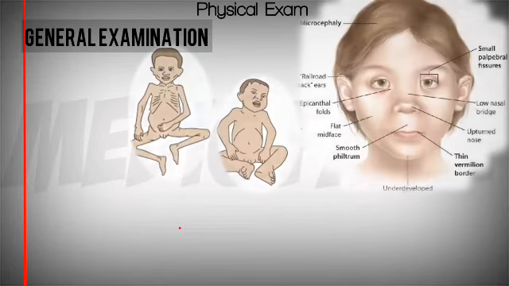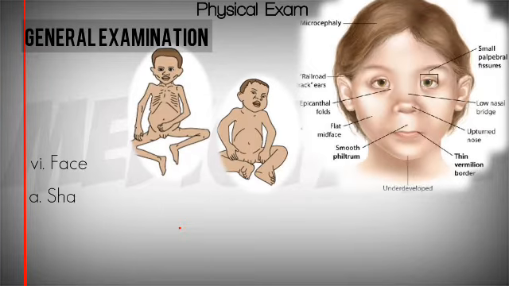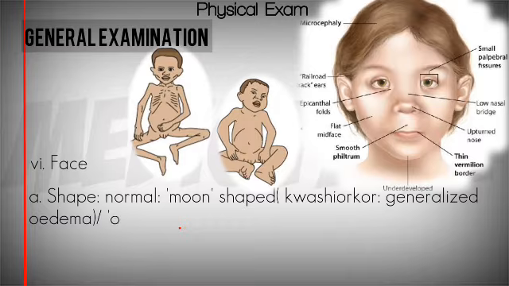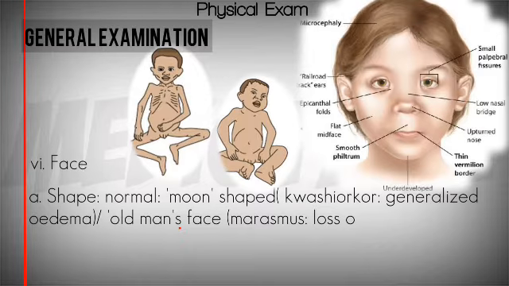Number 6, we should examine the face, on which we look for shape, if it's normal or moon shaped, which indicates kwashiorkor, with other associated symptoms of generalized edema, or if the face is an old man's face, which indicates marasmus, with the association of loss of subcutaneous fats.